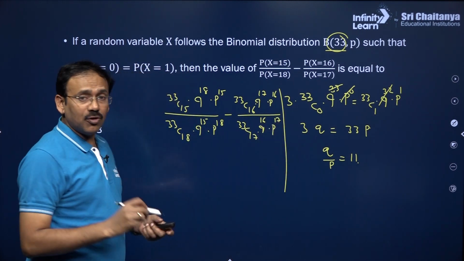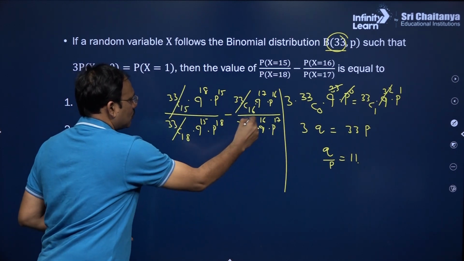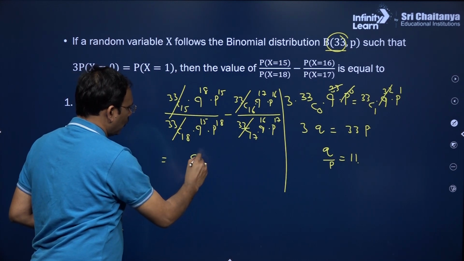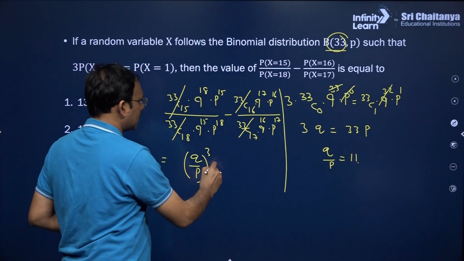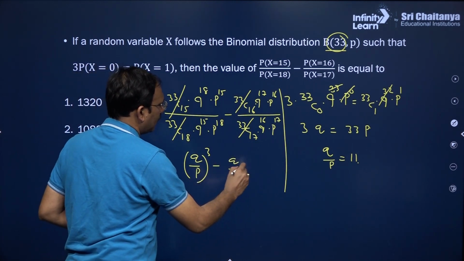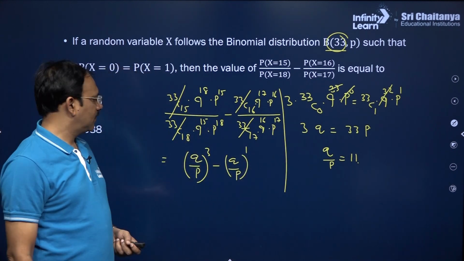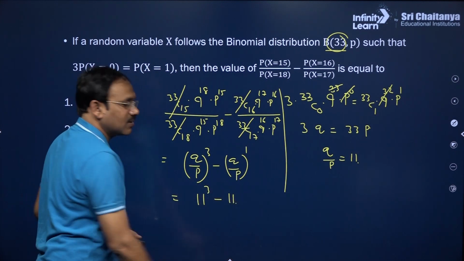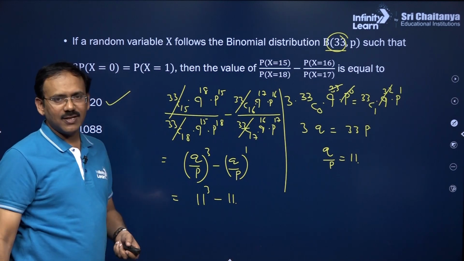Now my dear friends, you know nCr is equal to nC(n−r), so these two got cancelled, these two got cancelled. Here you will be left with (q/p)^3, my dear friends, the difference is 3, and here also (q/p) to the power 1, the difference is 1. So q/p is 11, 11 cube minus 11, my dear friends. 11 cube is 1331 minus 11 is 1320, that is the answer.